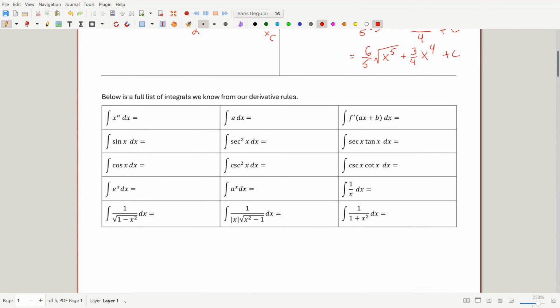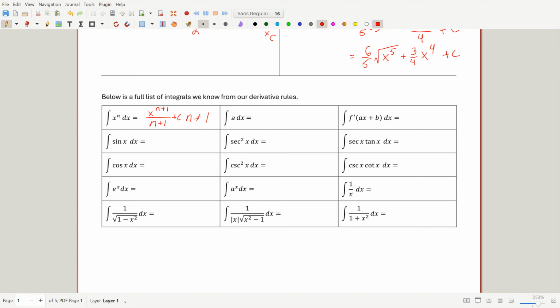So here is a full list of integrals we know from our derivative rules. We saw some of these yesterday. Some of them are our cards. The integral of x to the n is x to the n plus 1 over n plus 1, as long as n doesn't equal negative 1, and I remembered the slash that time. And then we do need to do plus c, because it is an antiderivative.